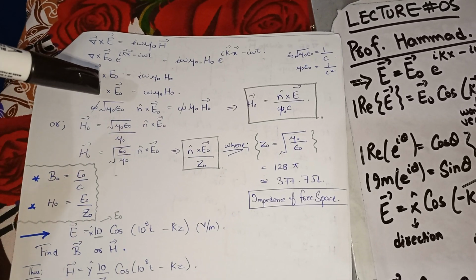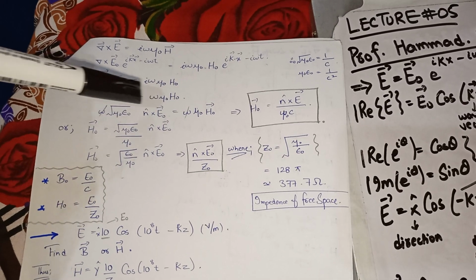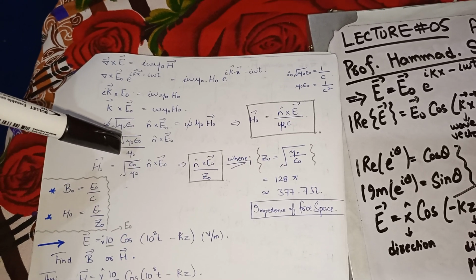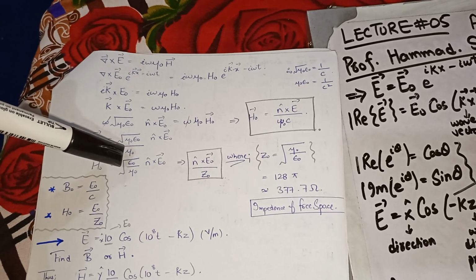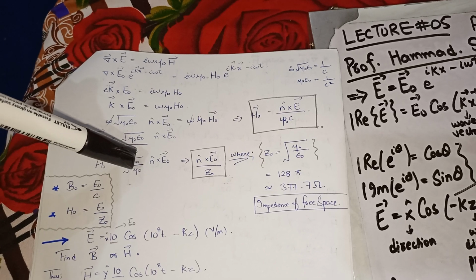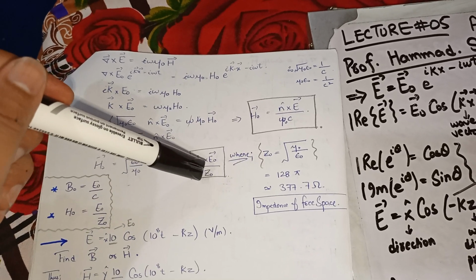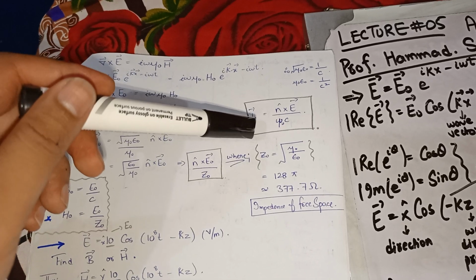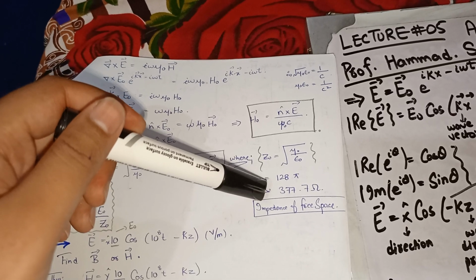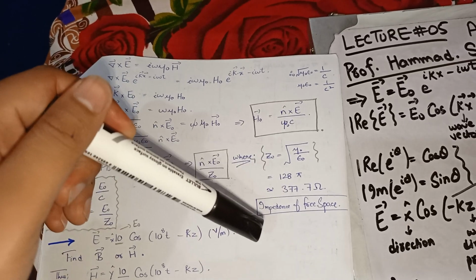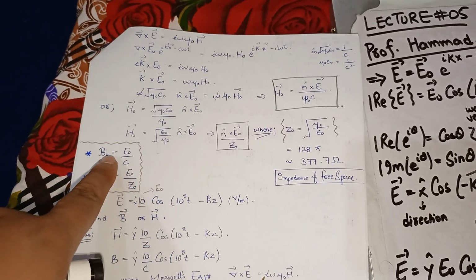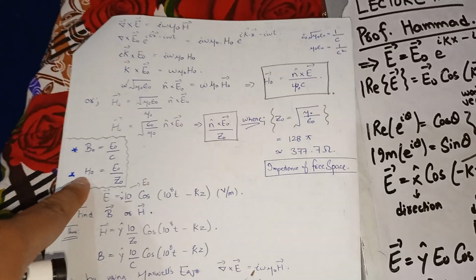But there is another method. If you do not directly put in the value of 1 by c, just divide by mu naught here, and it becomes the root of epsilon naught by mu naught, which equals another constant, 1 by Z naught. Under the root, epsilon naught divided by mu naught equals 1 by Z naught, and Z naught is basically equal to 120 pi, which further equals 377 ohms, where Z naught is the impedance of free space. So this is your final expression for B naught, and this is your final expression for H naught.